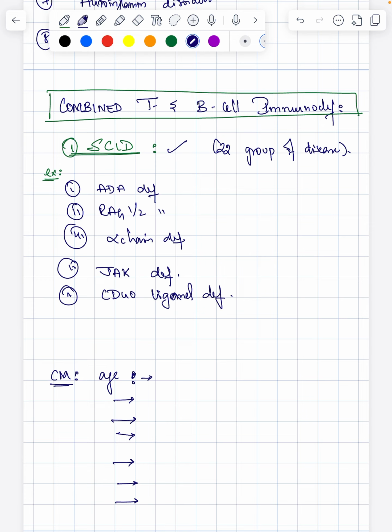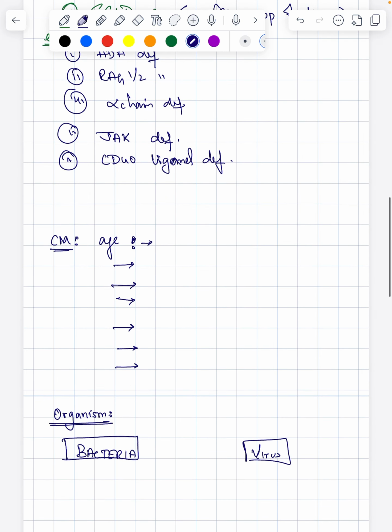When the child is having severe combined immunodeficiency, the age of presentation will be around 6 months. The clinical manifestations are, first, failure to thrive. Second, chronic diarrhea. Third, the child can present with pneumonia, sepsis.